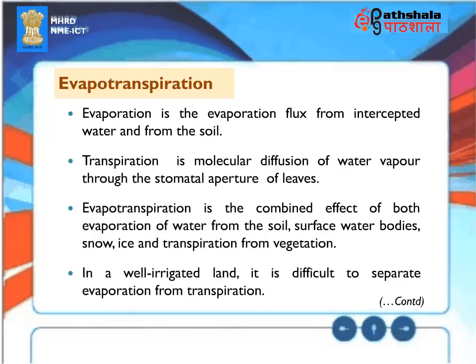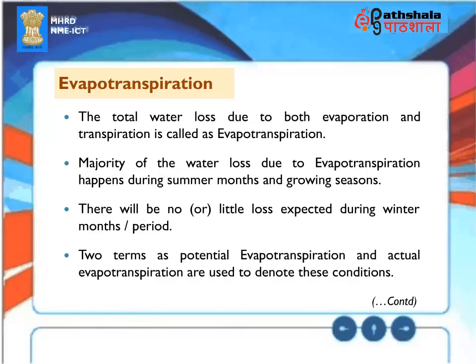Evapotranspiration. Evaporation is the evaporation flux from intercepted water and from the soil. Transpiration is molecular diffusion of water vapor through the stomatal aperture of leaves. Evapotranspiration is the combined effect of both evaporation of water from the soil, surface water bodies, snow, ice, and transpiration from vegetation. In a well-irrigated land, it is difficult to separate evaporation from transpiration. The total water loss due to both evaporation and transpiration is called evapotranspiration.